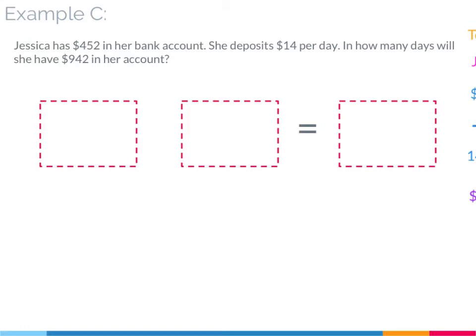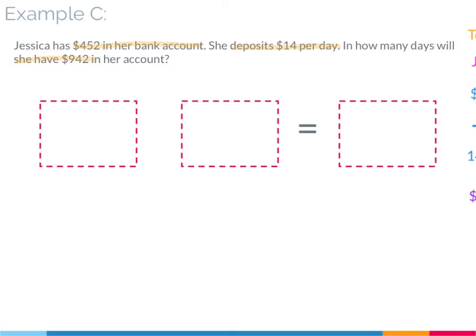I've got to have two sides of my equation. I have to figure out what I'm balancing. So let's pull important information out of the problem first. We know that Jessica has a total of $452 in her bank account. That's important information. She's depositing $14 per day. Important information. And how many days will it take her to earn $942 in her account?